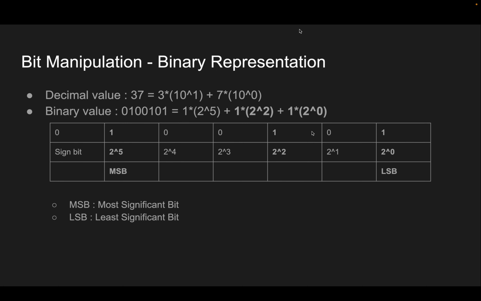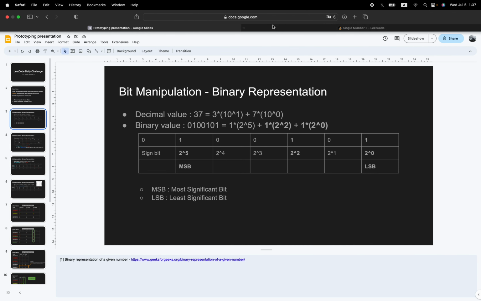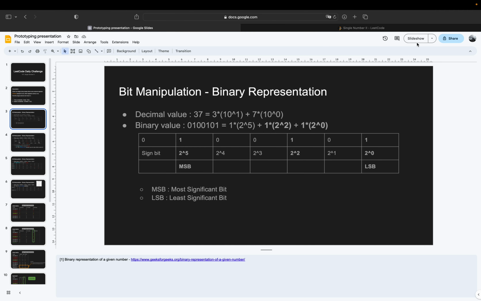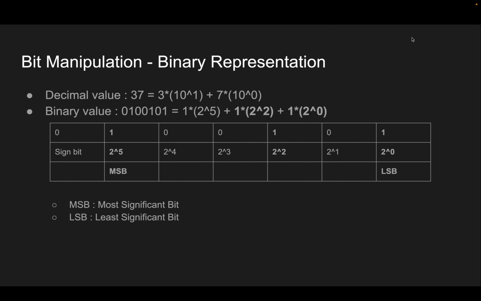The topic involved, which can be seen in the related topics in the problem description here, is bit manipulation. Bit manipulation is, in brief, using some bit operations to minimize the memory or the calculation we would normally need in a general approach.